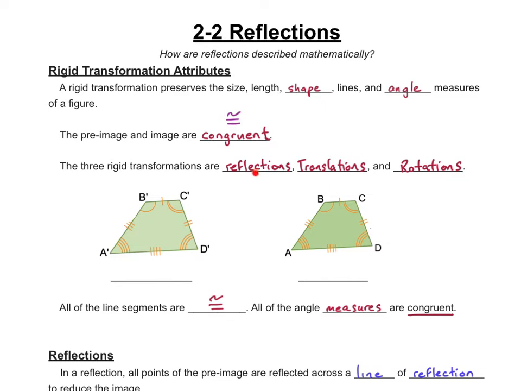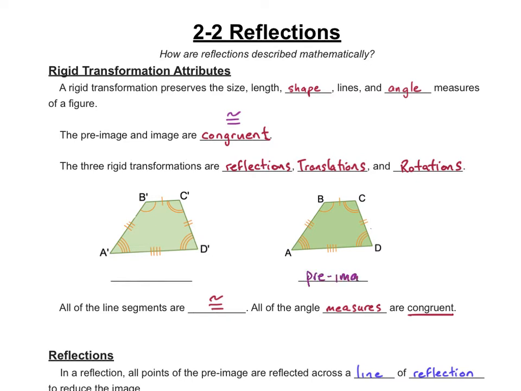And this is where we're going to focus our attention today, on reflections. Think about a mirror image; that is what we're talking about in a reflection. Something that we covered in the last section is being able to distinguish between a pre-image and an image. So our pre-image is right here. We have this quadrilateral A, B, C, D. That is going to be our pre-image.